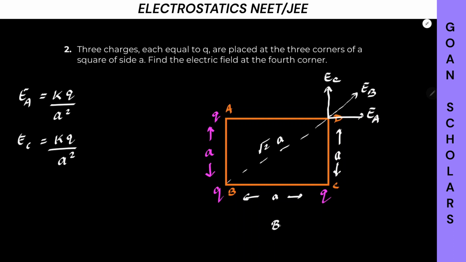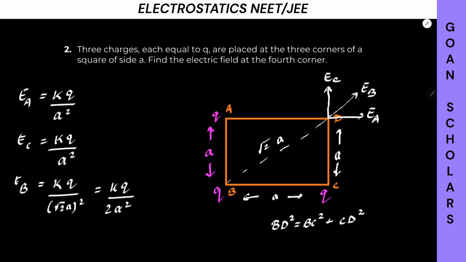Okay, so in case you don't know Pythagoras theorem, it is BD square equals BC square plus CD square. Place your values of A here and simplify, and you will get the value of BD as root 2A. So let's now find the magnitude of EB, that will be equal to KQ upon separation, which is root 2A whole square, and that can be written as KQ by 2A square. Now these are the values of EA, EB and EC, correct?